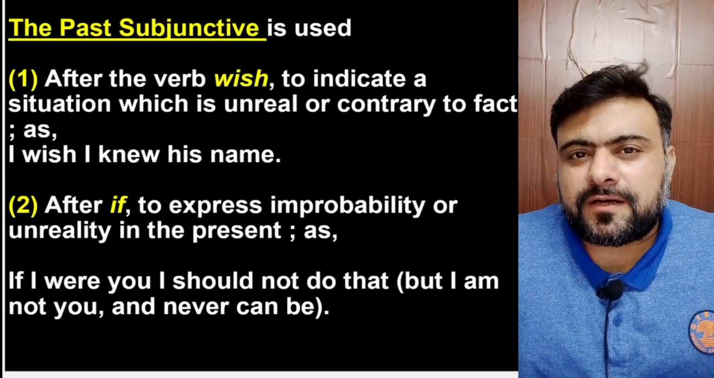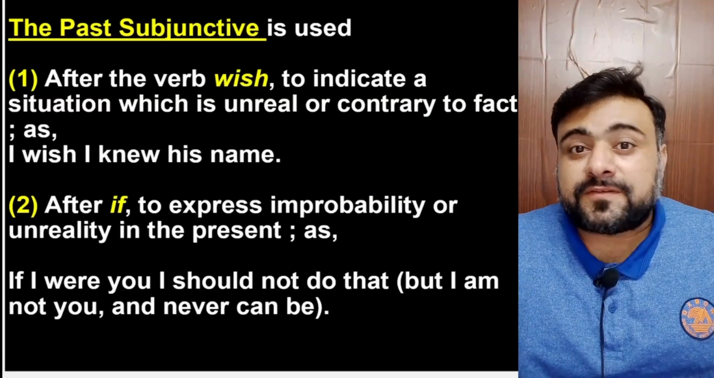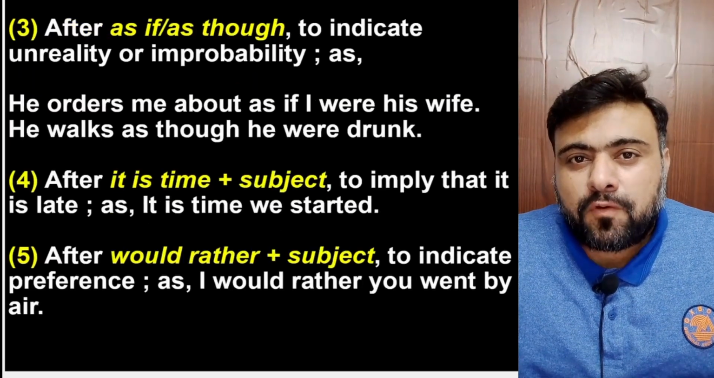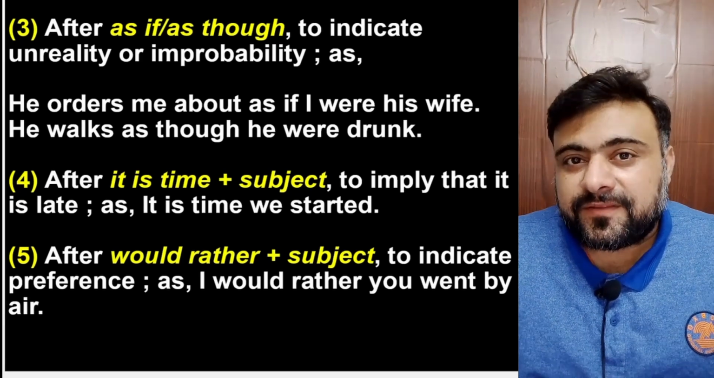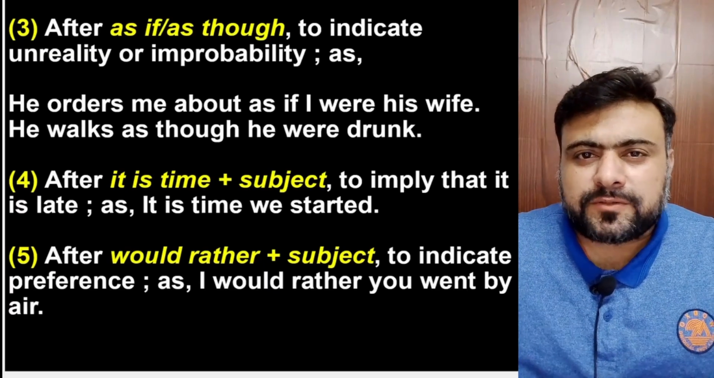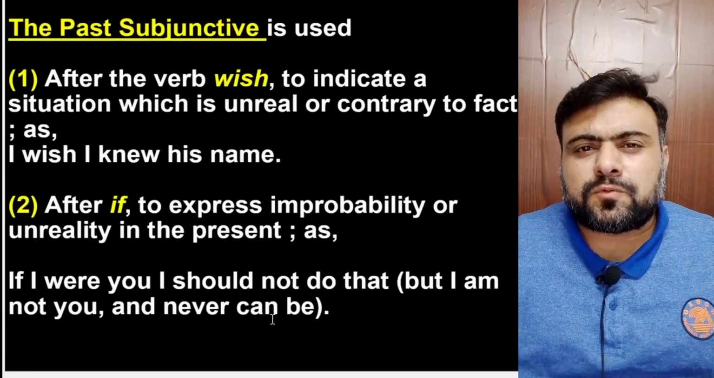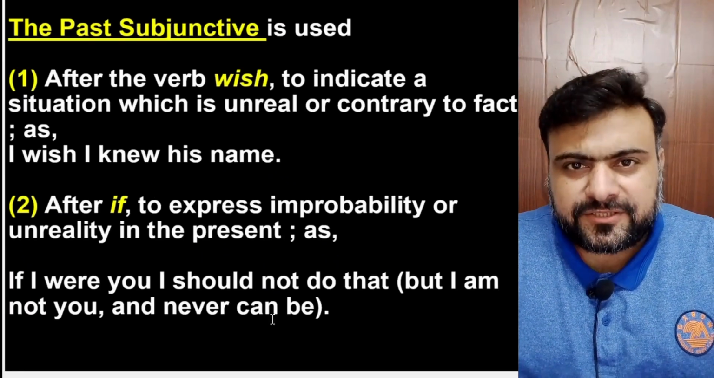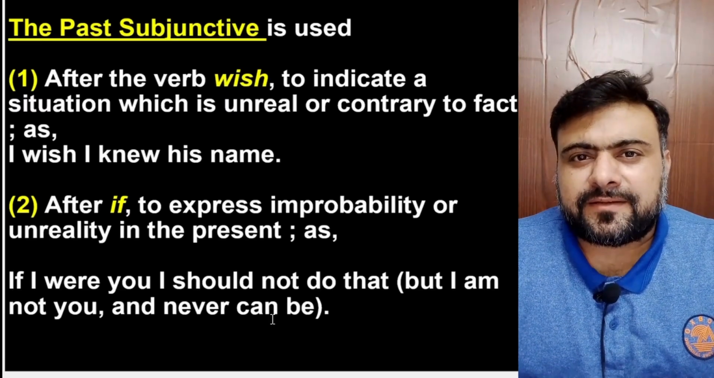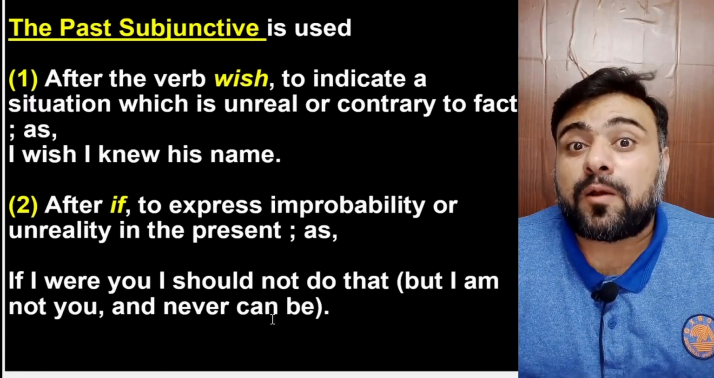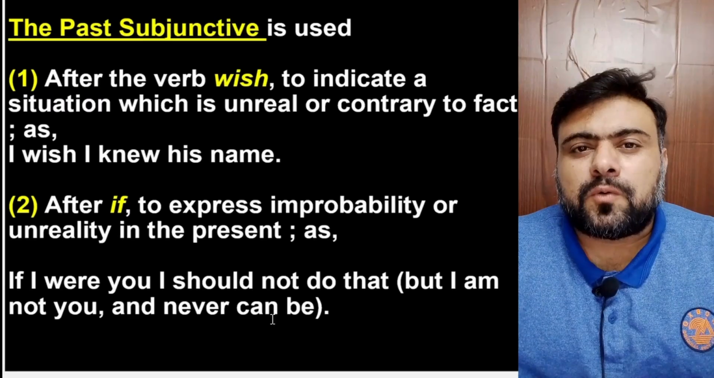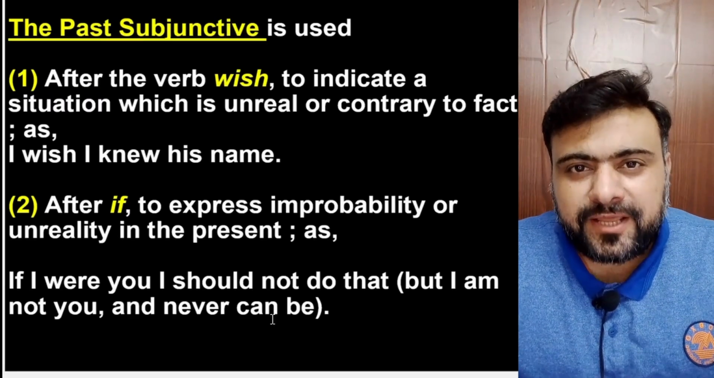First, after I wish. Second, after if. Third, after as if or as though. Fourth, after it is time. Fifth, after I would rather. Now I'll explain all of these with examples. When the past subjunctive is used with I wish, it is used like this. I wish I knew his name. It is contrary to the fact. The fact is, I don't know his name, but I wish I knew his name. I wish this situation was contrary to what it is now.